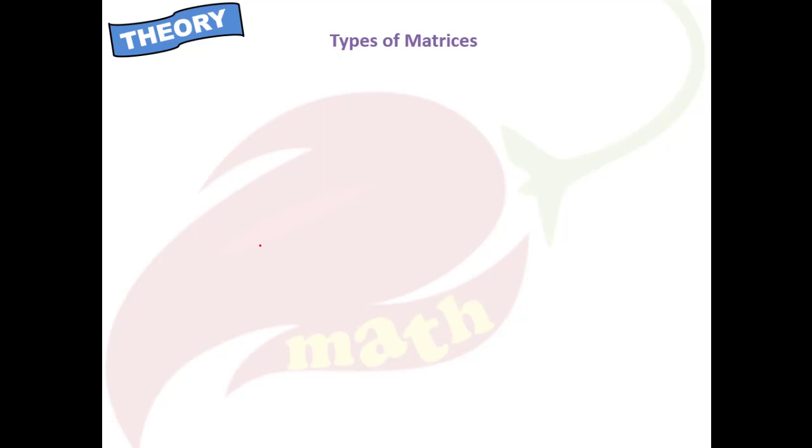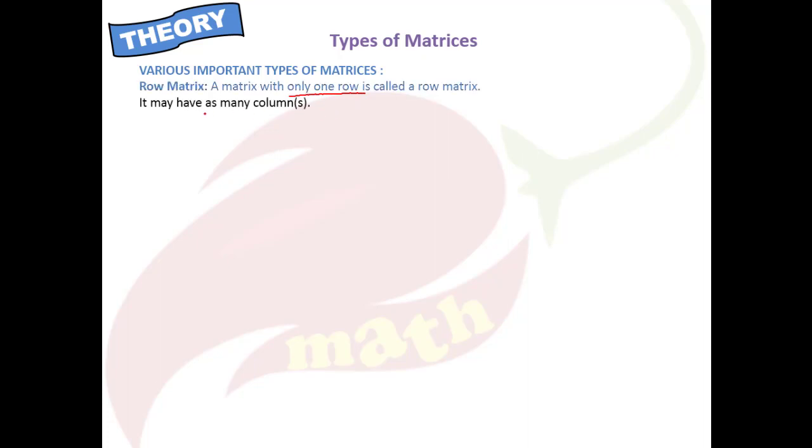Types of matrices. We have various types of matrices, but we will do only those which are given in your basics. Out of those, first we have the row matrix. From the name it is clear, a row matrix has only a single row. It may have as many columns as possible, but the row will be one.